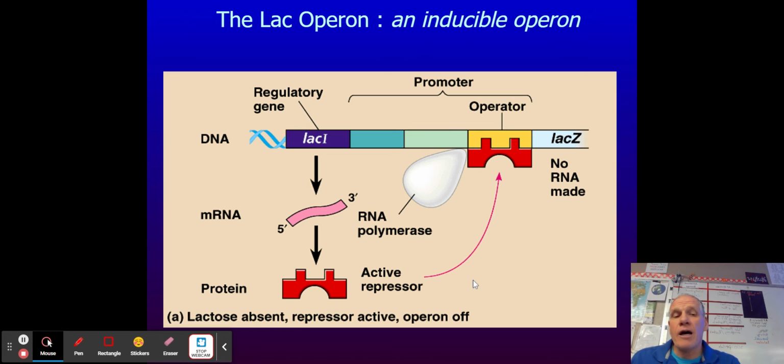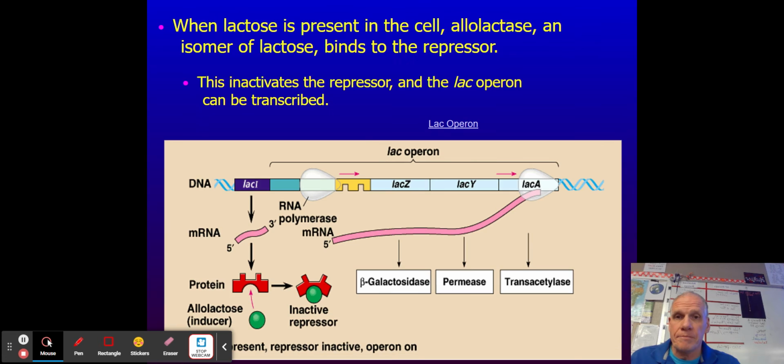And what does the lac operon do? It plays a role in producing 3 enzymes that are going to help break down and transport lactose into the cell. Okay, so if there's no lactose present, why bother? It's a waste of energy. So the regulatory protein is produced in its active repressor form.